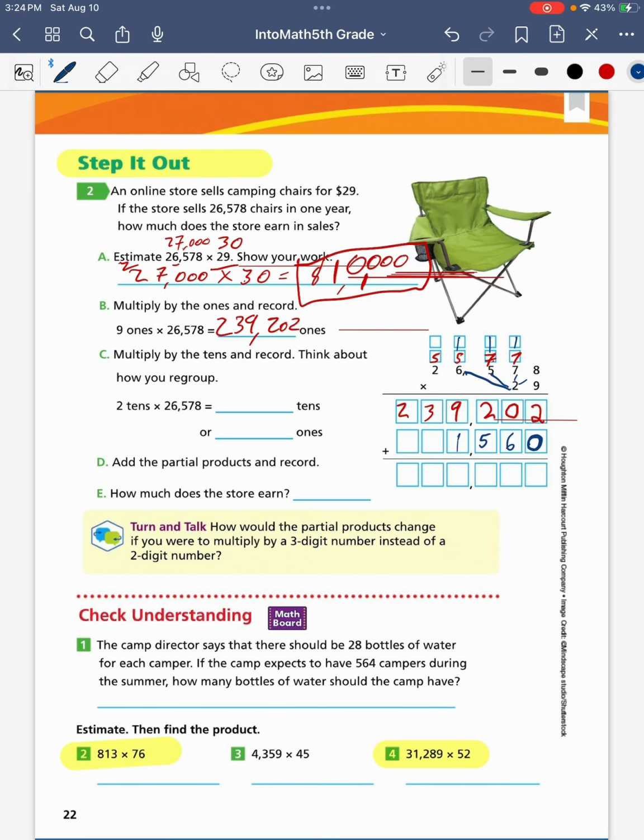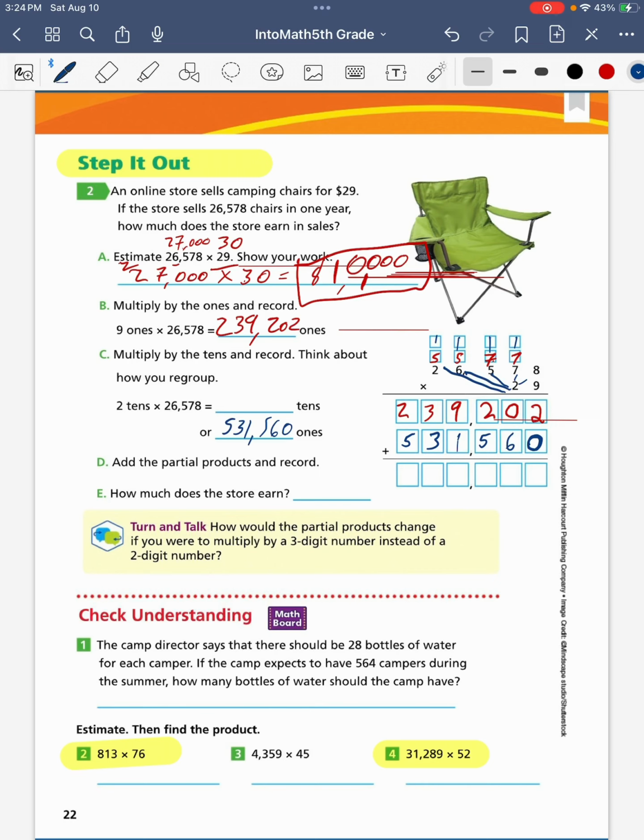Next, I'll be doing 2 times 6, which is 12, plus 1 for 13. Carry my 1 over here. Lastly, 2 times 2 is 4 plus 1 for 5. This gives me 531,560.